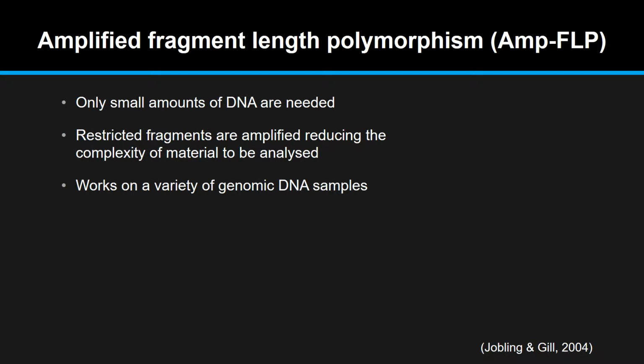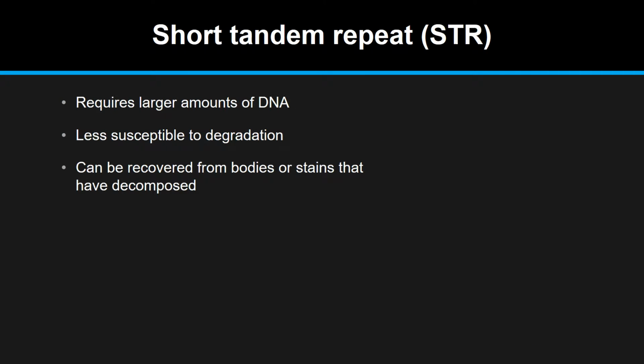Now we have amplified fragment length polymorphism. This method only involves small amounts of DNA. Its restricted fragments are amplified, reducing the complexity of material to be analyzed, and it works on a variety of genomic DNA samples. And the fourth method is short tandem repeats, or STR.